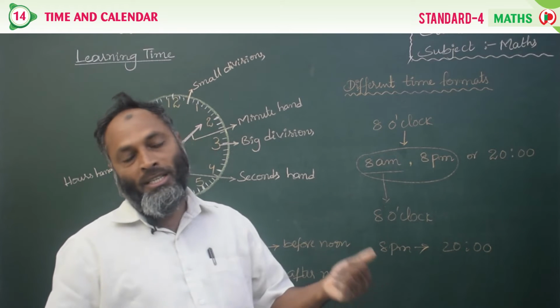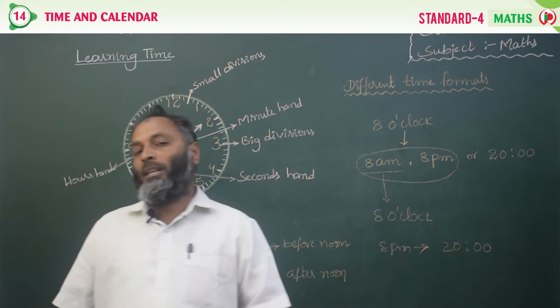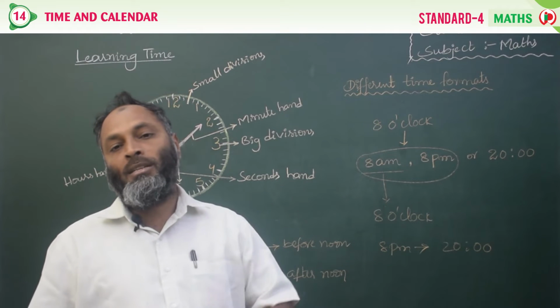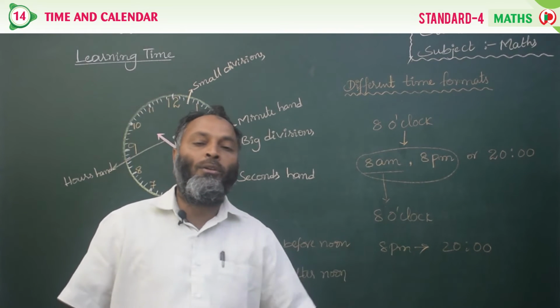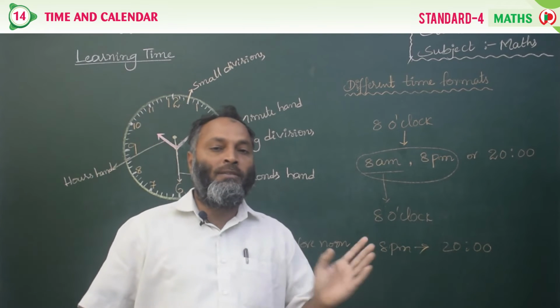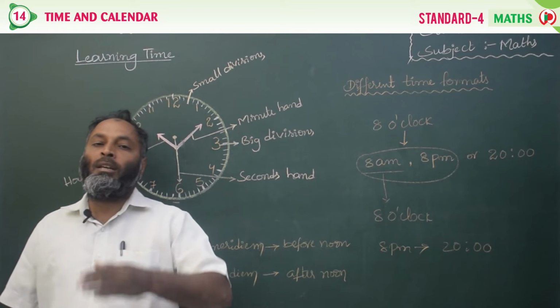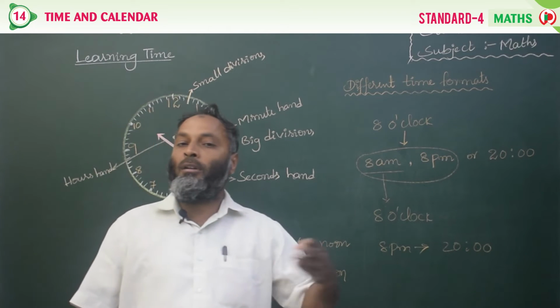For example, morning 7 AM. Your school starts in the morning at 7:30 AM. AM means before noon, so your school starts before noon. 7:30 should be AM. AM means before noon time.